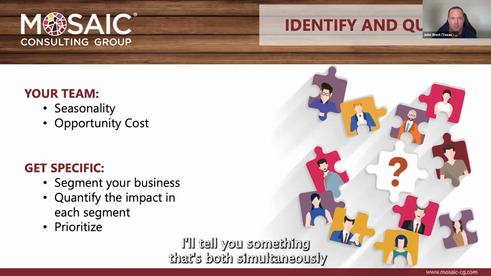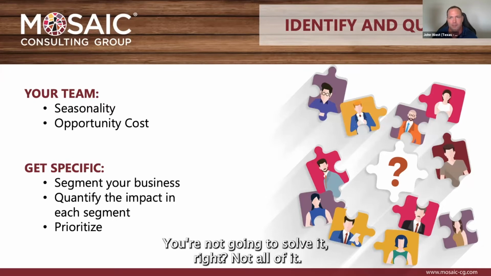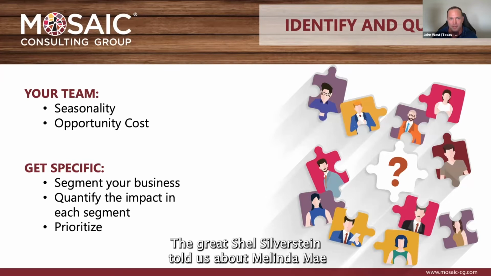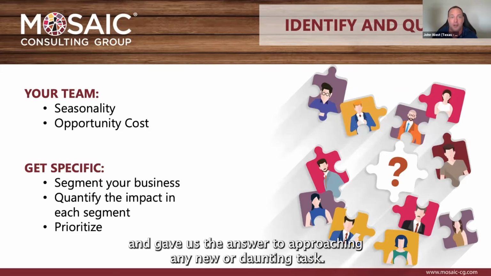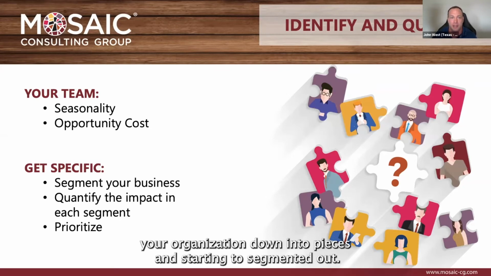I'll tell you something that's both simultaneously kind of scary, but should provide a little bit of relief. You're not going to solve it, right? Not all of it, not all at once. The great Shel Silverstein told us about Melinda May and gave us the answer to approaching any new or daunting task. How do you eat a whale? You start at the tail and go one bite at a time. So starting at the tail means breaking your organization down into pieces and starting to segment it out.